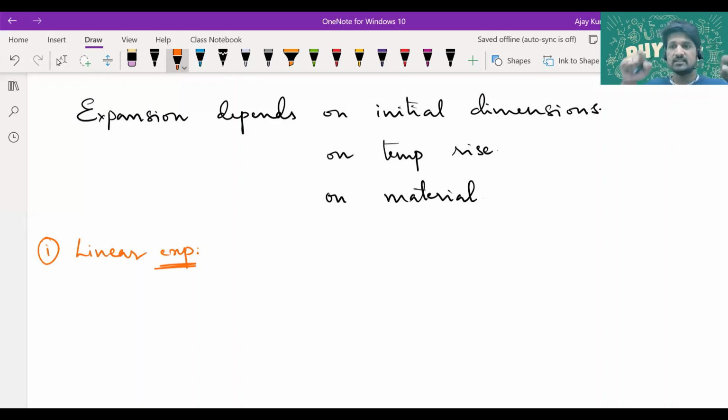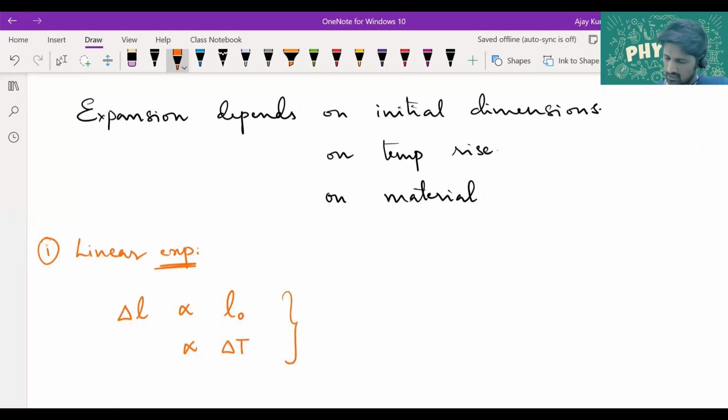Okay, for example, let's say there is a ring you are heating, then change in radius is linear expansion. Change in diameter is linear expansion. Change in perimeter is linear expansion. Fine. So you express it like this, delta L. Okay, expansion in length, and that length could be of any kind, depends on initial length, and it depends on temperature change and the material. Okay, temperature change is denoted by delta T. Usually we denote change with delta.